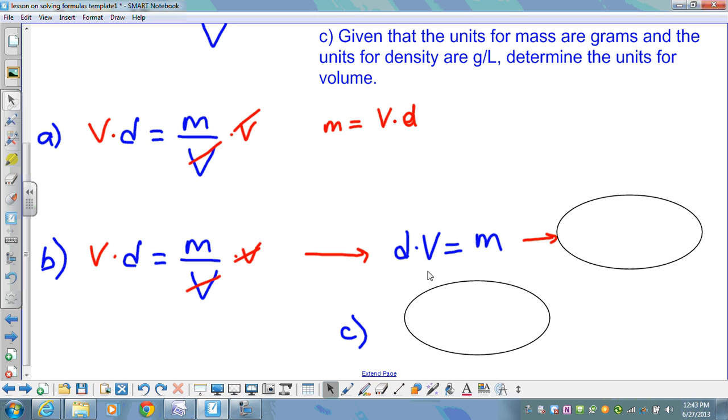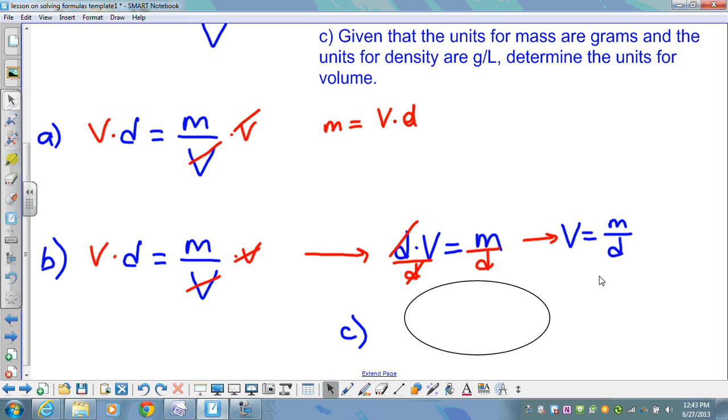And now, to solve for v, we can divide both sides by d. So divide by d. So now the d cancels on the left-hand side, and we're left with our answer, rather v equals m over d. So that is our final answer there.